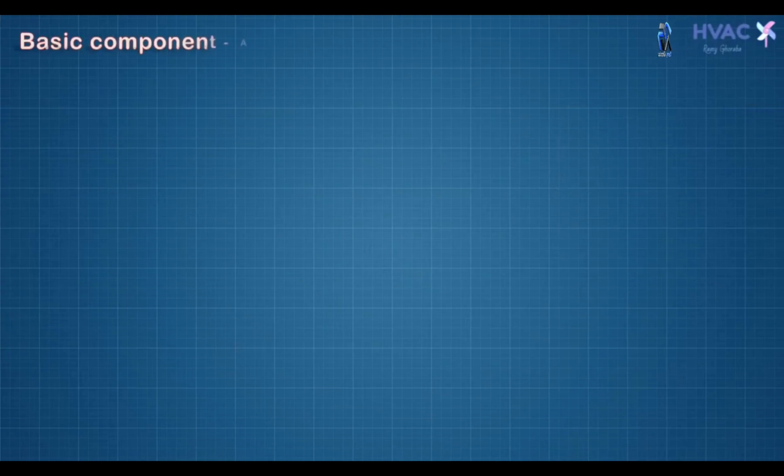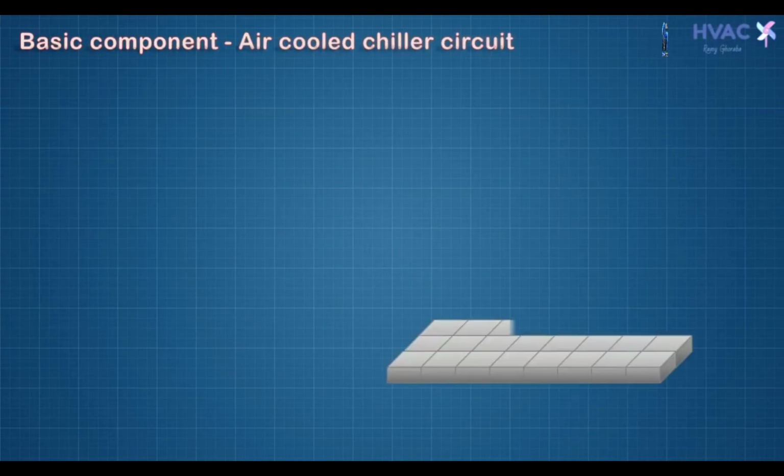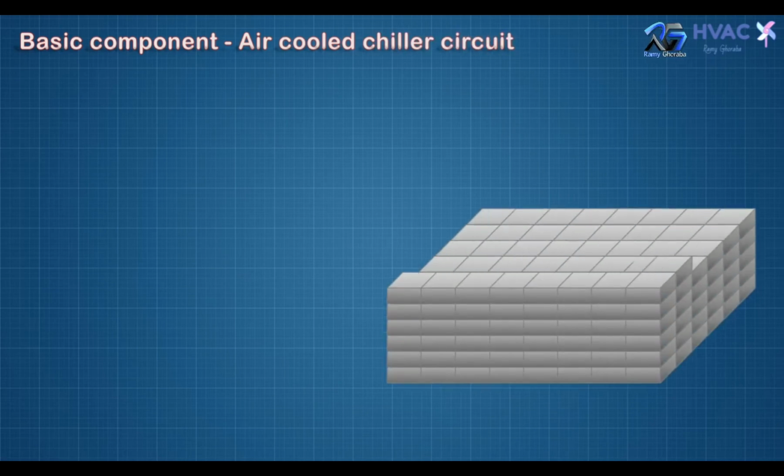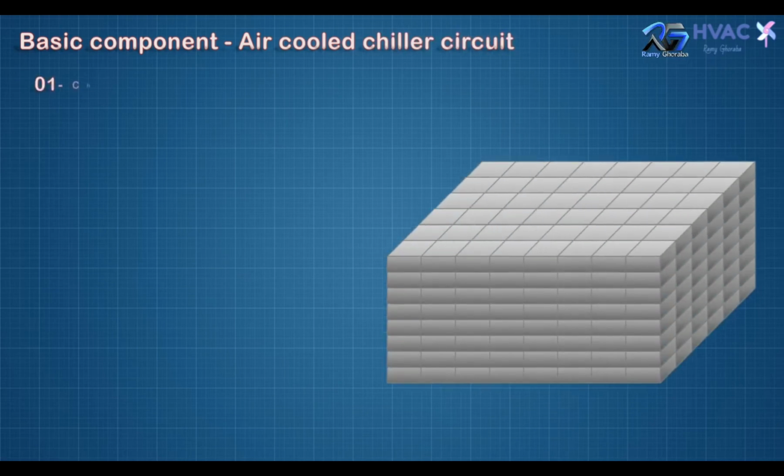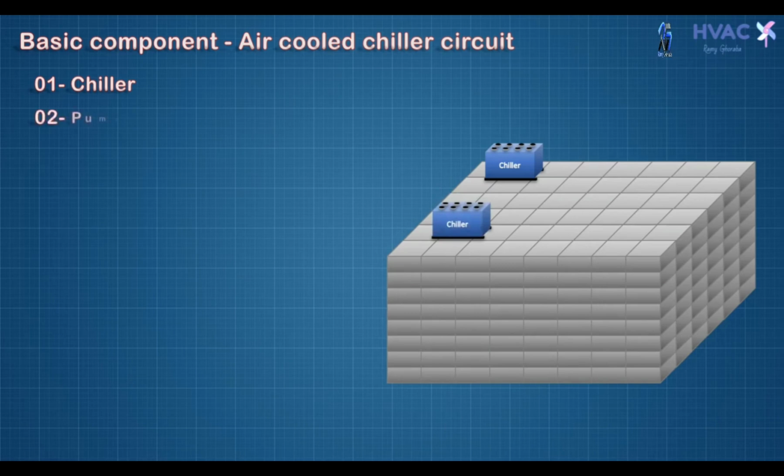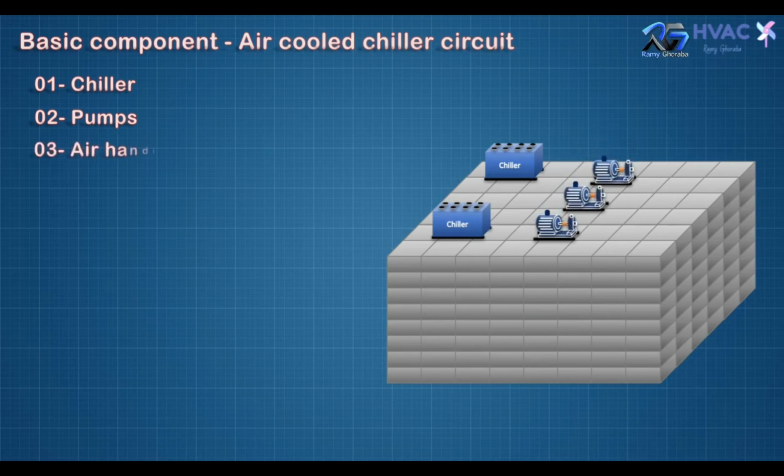Let's talk about how we install these components in the building. First, we install the chiller. Air-cooled chillers are usually installed on the roof. Then we install the pumps. If we have two chillers, that means we have 3 pumps to make 1 standby and 2 duty. Third is the air handling unit. We have an indoor unit and an outdoor unit.